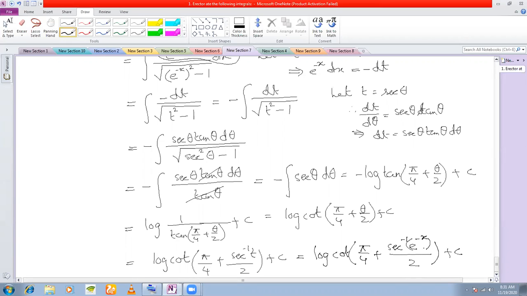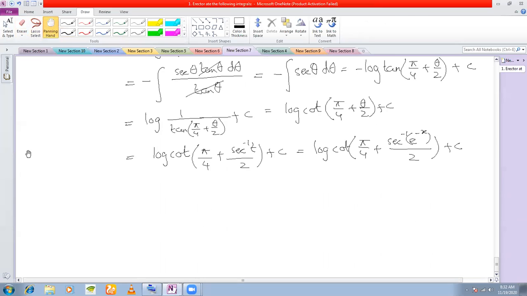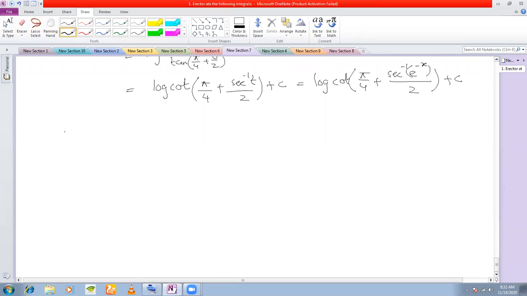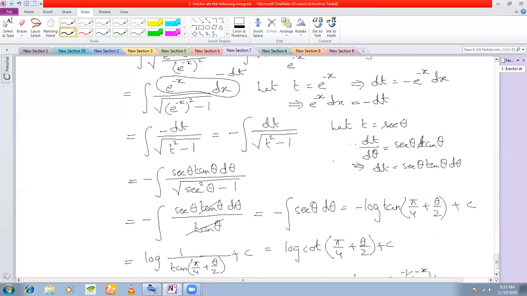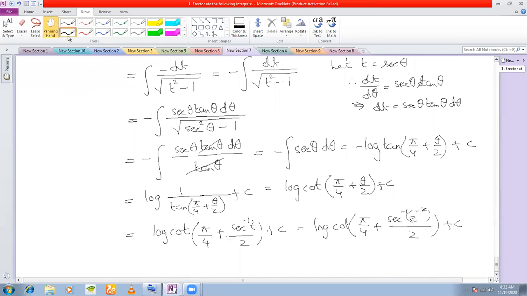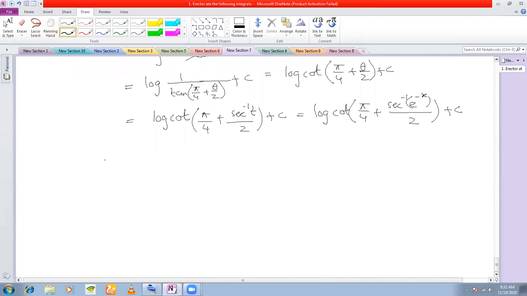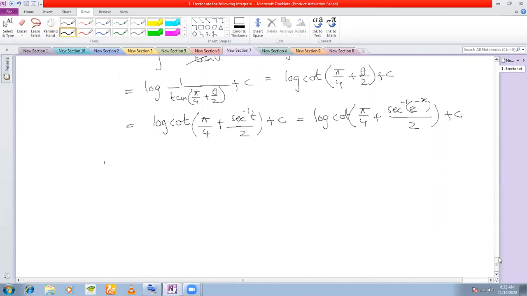Okay, we continue with the next sum here. The next sum that I gave you was dx by 1 plus cot x. Okay, another important example here, dx by 1 plus cot x. So this one was number 5.